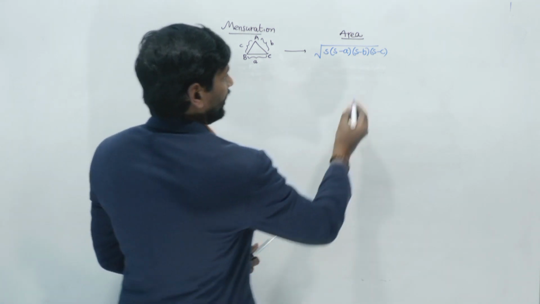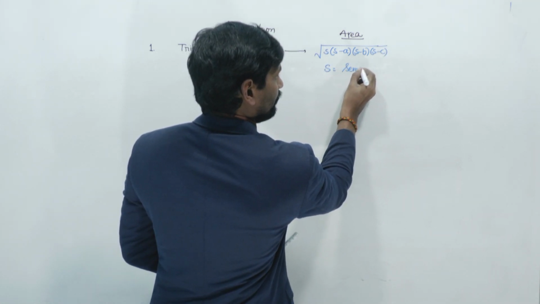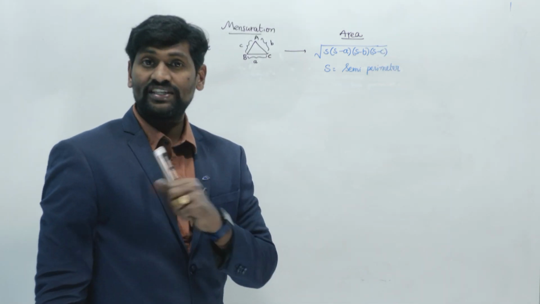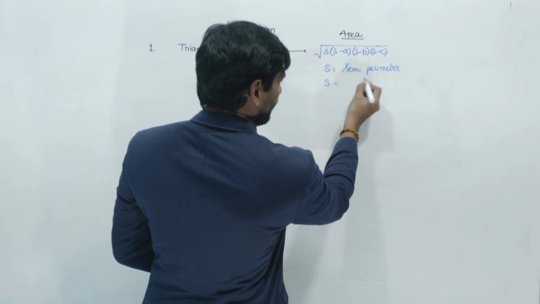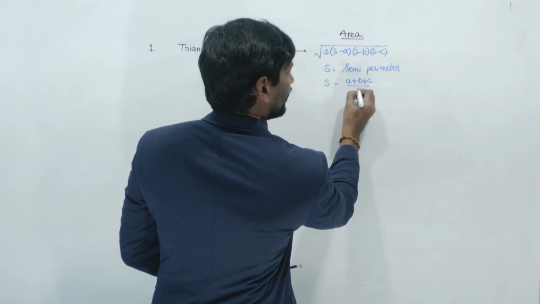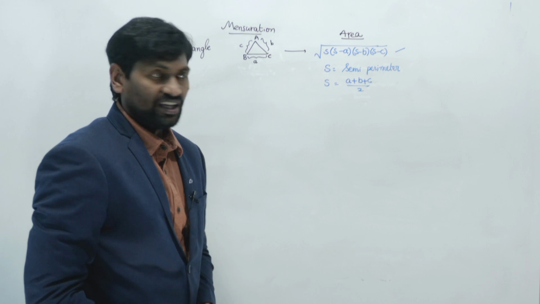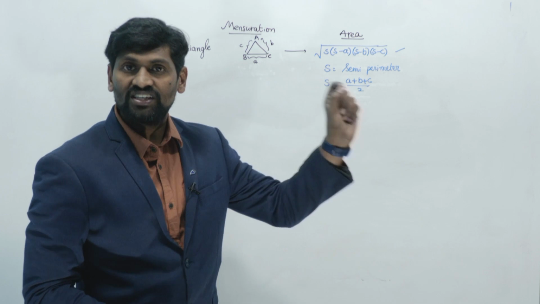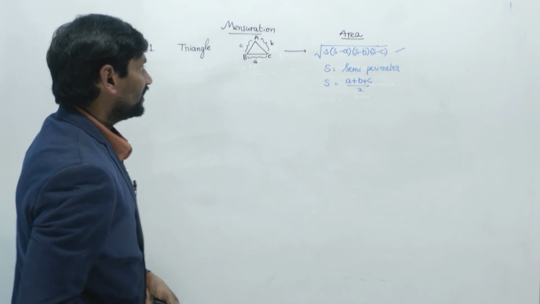Where S is nothing but the semi-perimeter. We know the perimeter is nothing but the sum of all sides. Semi-perimeter means half of the perimeter. That means we can write a plus b plus c by 2. So this is the formula for area of a triangle where S is the semi-perimeter, a plus b plus c by 2, and a, b, c are the lengths of the sides of the triangle.